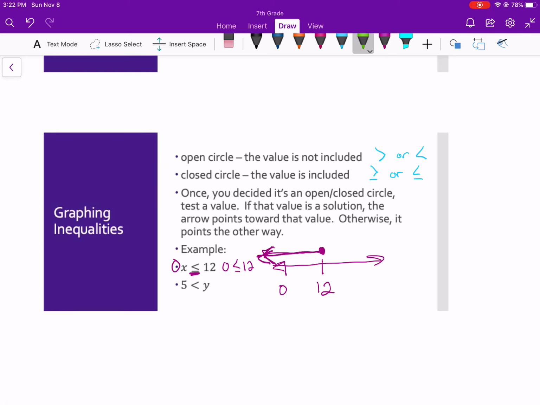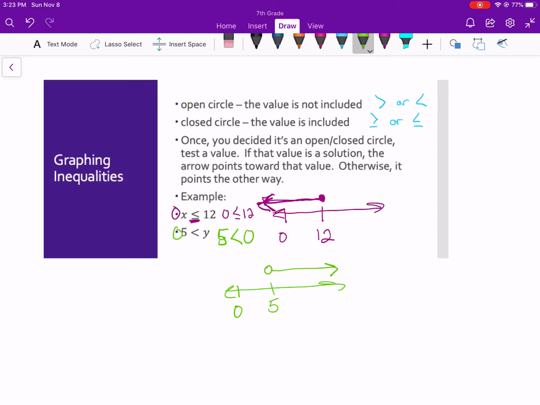Okay, let's look at the next one. 5 is less than y. So I'm going to draw my number line. I'm going to plot 5 and decide if it's an open or a closed circle. Well, this one does not have an equal to under it, so I know it's going to be an open circle. Same thing, I'm going to pick my favorite number, which is 0, and I'm going to say, is 5 less than 0? Well, 5 is not less than 0, so I'm going to point away from 0. So, focusing on figuring out if it's open or closed, test a value, and then decide which way the arrow points.